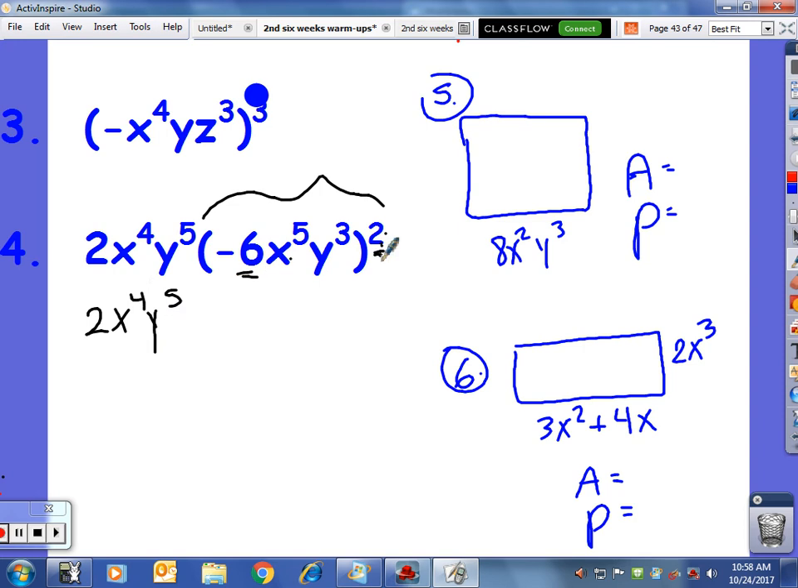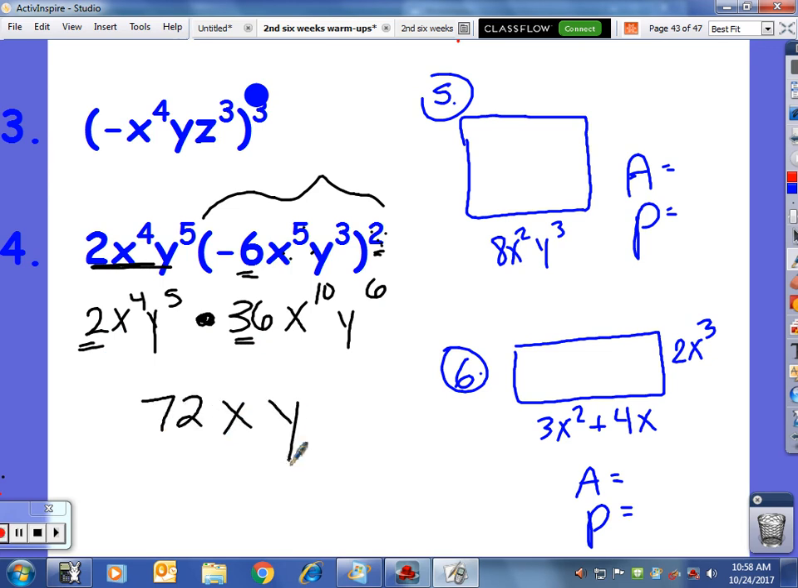What's -6 squared? Positive 36. X to the 5th squared becomes x to the 10th, and y to the 3rd squared is y to the 6th. Now I can multiply the 2x4y5 that was out there. So 2 times 36 becomes 72. I write down my x's and y's and I count them up. 14 and 11. X 14, y 11. Very good.